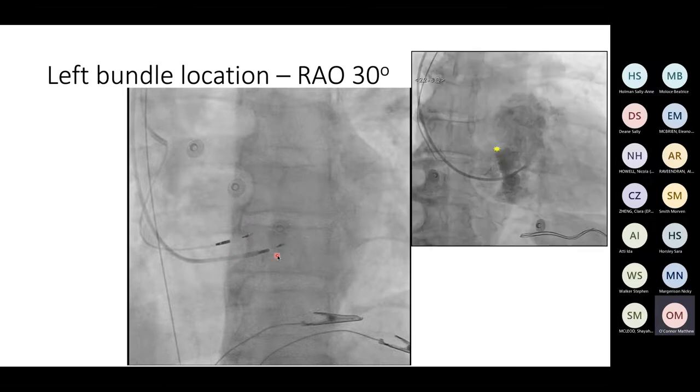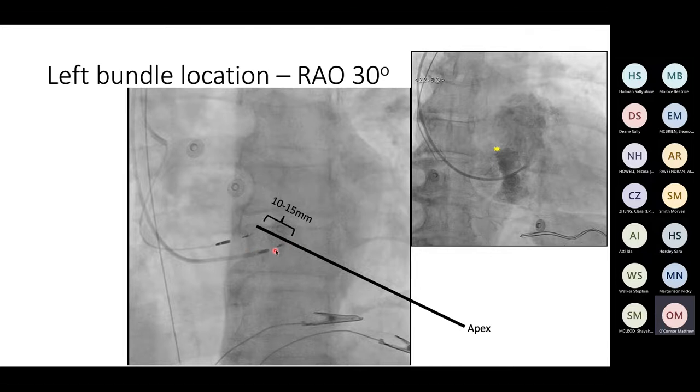And in general, what you do is you go, well, look, this is where my bundle of His is, which, you know, it's just sitting at the top of the tricuspid valve. You don't need to know exactly where it is. And then you go a couple of centimeters down towards the apex of the heart, which is going to put you in sort of the proximal septum somewhere.